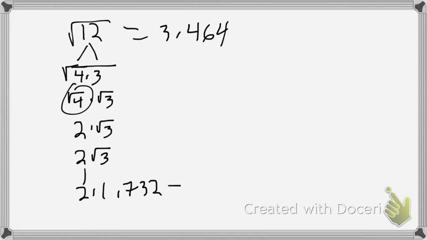So if I hit 2 times the square root of 3 on my calculator, guess what I get? 3.464. It's the same number. It's the same thing. So you can do that to check your work just to make sure you have the same thing. But again, unless specifically asked, I want you to keep it in its radical form. It is the most correct answer.